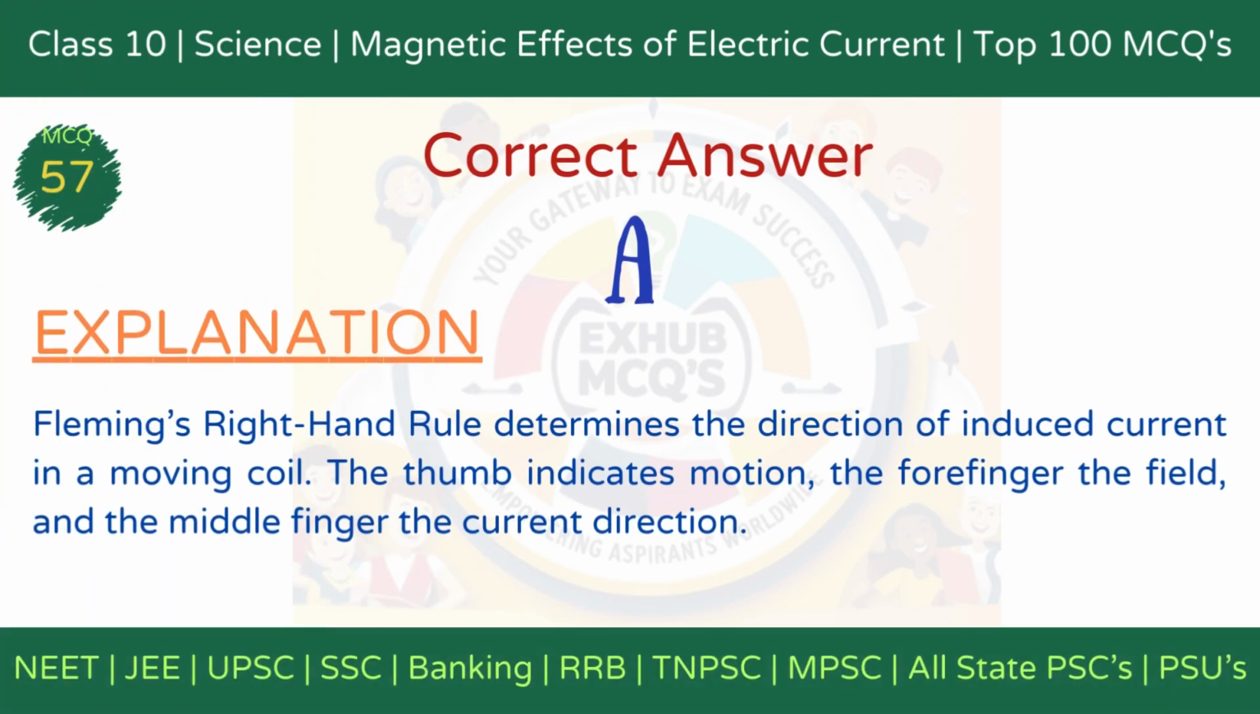The correct answer is option A, Fleming's right-hand rule. Explanation. Fleming's right-hand rule determines the direction of induced current in a moving coil. The thumb indicates motion, the forefinger shows the magnetic field, and the middle finger shows the current direction.